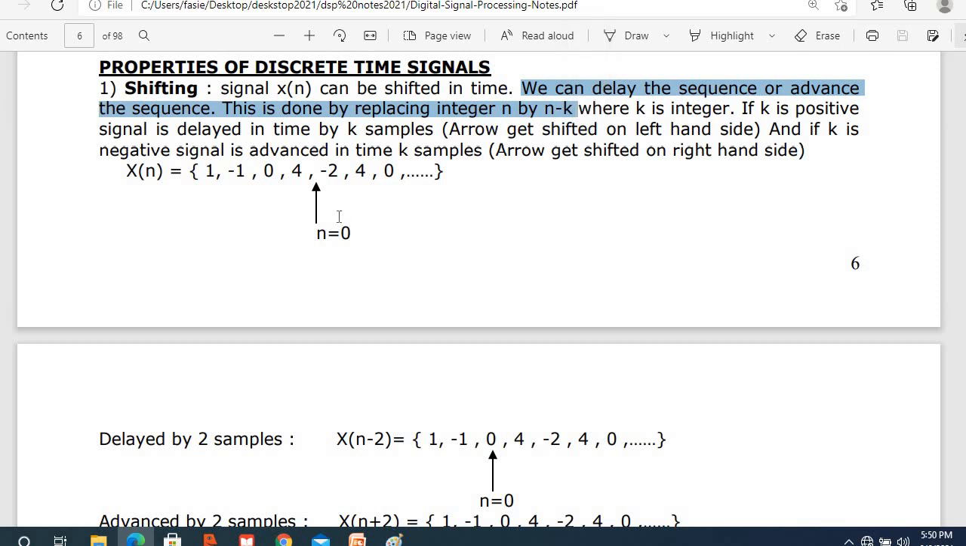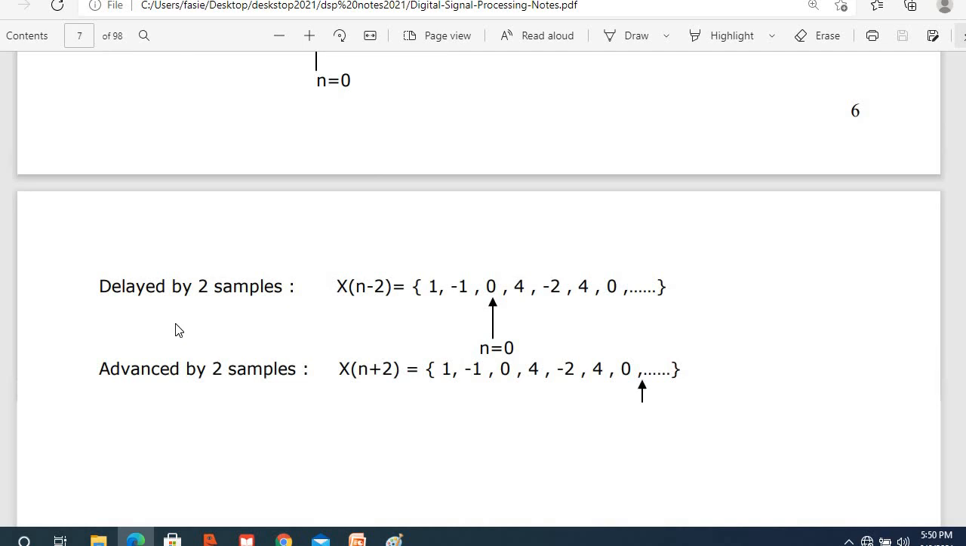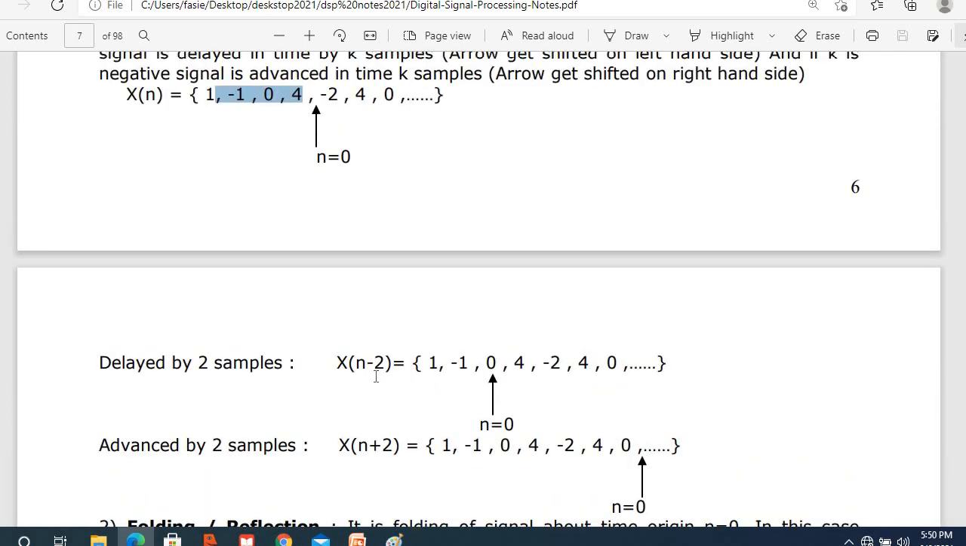Suppose you see here n is equal to 0, that belongs to -2, right? Now I want to delay this signal. Delay means I want to shift the signal to this particular side. If I put a negative direction, it will delay it in this direction and move to this particular part. Suppose I have delayed this signal, whatever signal I have delayed is x of n minus 2.